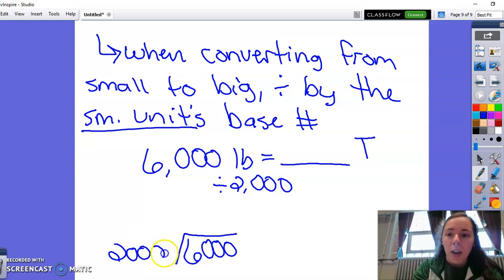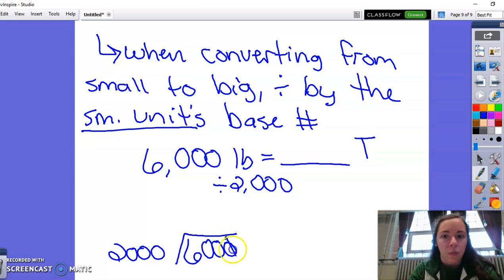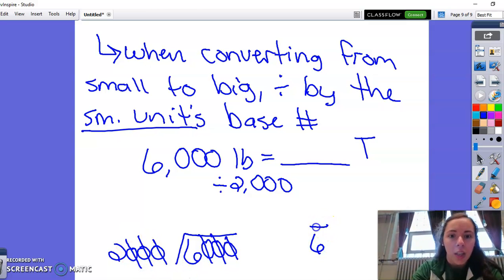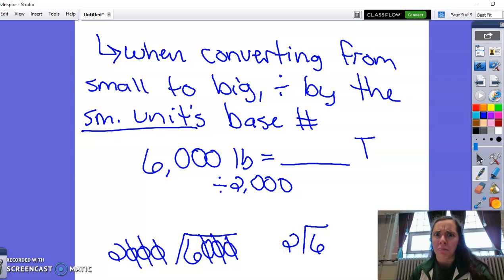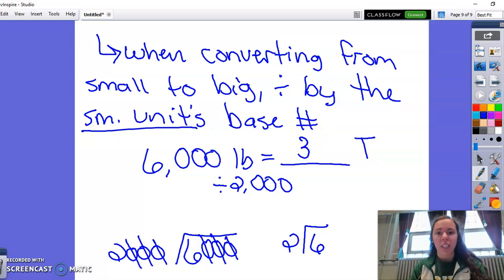6,000 divided by 2,000. I seem to recall us talking somewhere kind of in the middle of the year about crossing out matching zeros. I see some matching zeros here. Let's get rid of those. There's a matching 0, there's a matching 0, there's a matching 0. Now all I have left is 6 divided by 2. I can do that, right? What is 6 divided by 2? Put it in your notes. It's 3. 6 divided by 2 is 3. So 6,000 pounds is 3 tons. Okay?